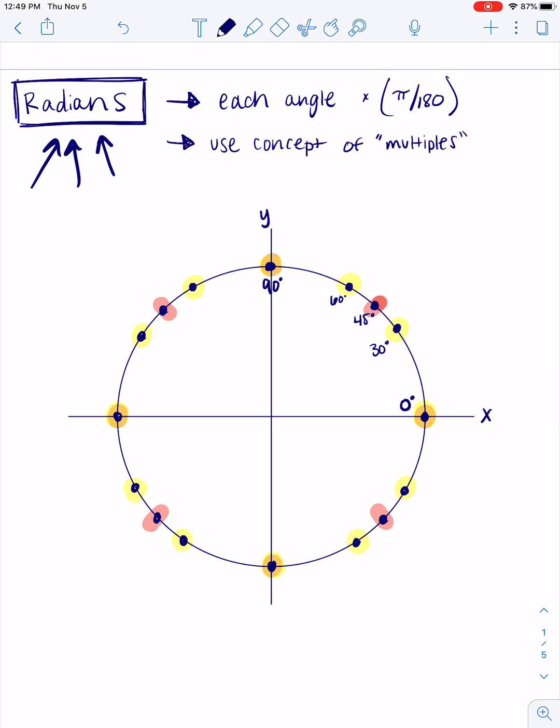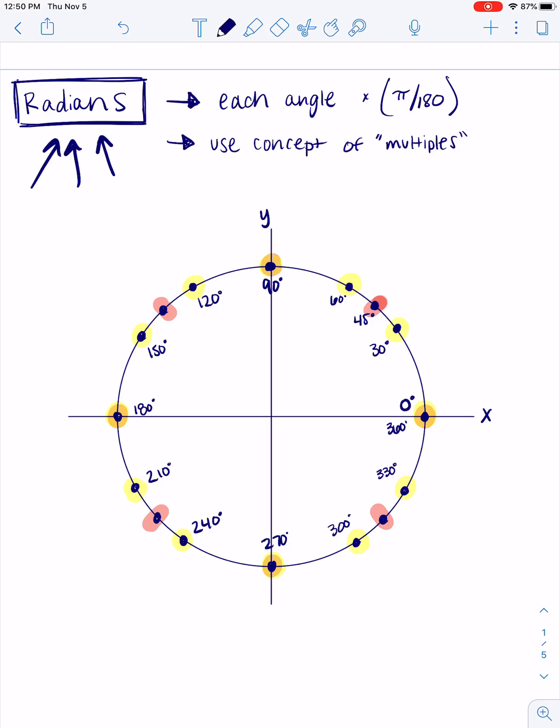Okay, so then I just think to myself, from 90, I add 30, I get 120. Then I add 30 again, I get 150. Add 30 again, I get 180. Add 30 again, 210. Add 30 again, 240. And then add 30 again, you get 270. Add 30, you get 300. And then 330. And then 360.